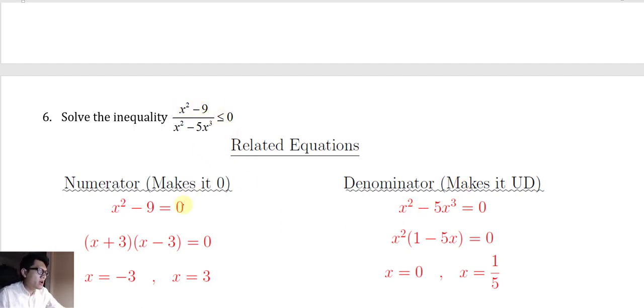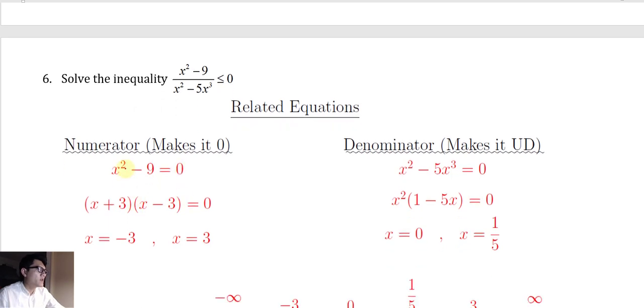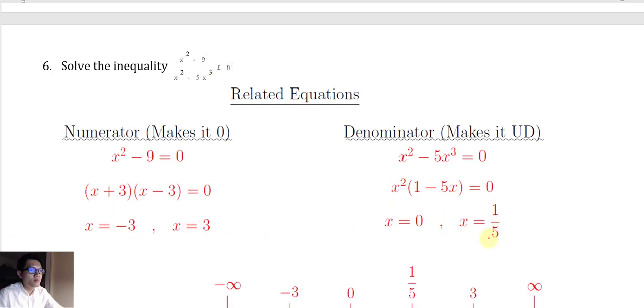Okay, so x squared minus 9, set it equal to 0. This is the difference of squares, x plus 3 times x minus 3 equals 0. So that gives you x equals minus 3 and x equals 3 as the solutions to that equation. And then we also set the bottom to be 0. So I factor out x squared. I get x squared times 1 minus 5x equals 0. Setting x squared equal to 0 means x equals 0. And 1 minus 5x equals 0 means x equals 1/5. So we have 1, 2, 3, 4.